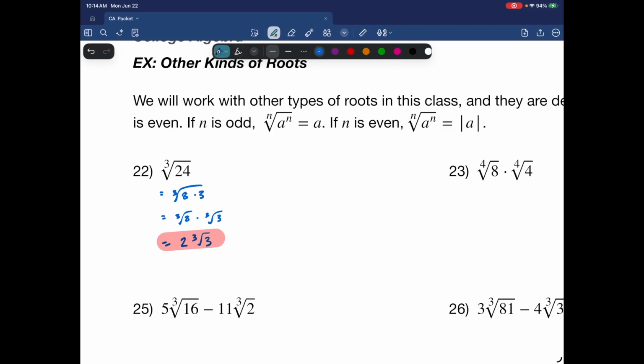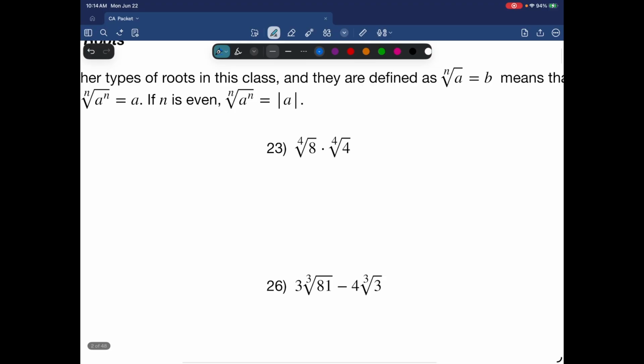Okay, 23. I need to multiply these together first. All right, so on 23, we're going to multiply these first, and we're going to get 4 times the fourth root of 32. All right, so I need to separate this and simplify. 16 is a fourth power, so 16 times 2, and that's going to give me 4 times the fourth root of 16 times the fourth root of 2. All right, so it's going to give me 2 fourth root of 2.